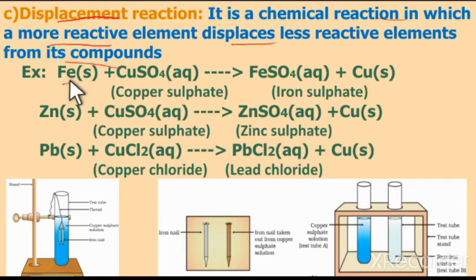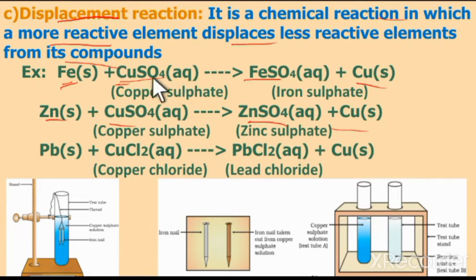Here the iron is treated with the blue color copper sulfate. Among iron and copper, both are metals, but the strength of iron is more than copper, so it can easily displace the copper and form ferrous sulfate. Okay, iron sulfate plus copper is obtained. Similarly, here the zinc is treated with the blue color copper sulfate. Here also zinc has more strength than copper, so it displaces the copper to form zinc sulfate plus copper.